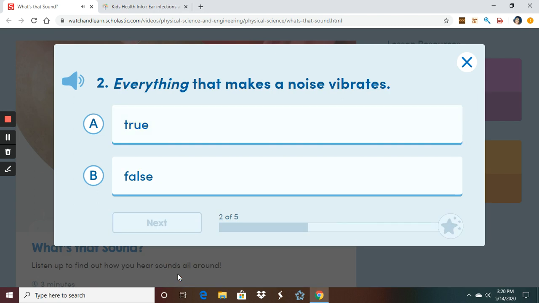Number 2, everything that makes a noise vibrates. Is it A, true, or B, false? A, it's true. That's right. Good job.